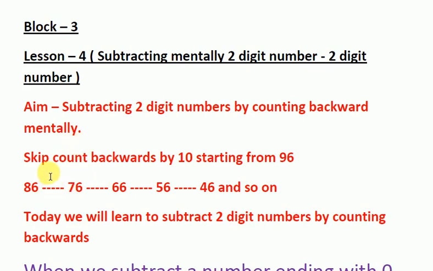Now, children, can you skip count backwards by 10 starting from 96? Try. Yes, if we skip count backwards from 96, we get the numbers as 86, 76, 66, 56, 46, 36 and so on. So today we will learn to subtract two-digit numbers by counting backwards.